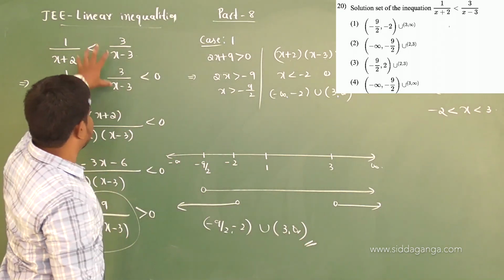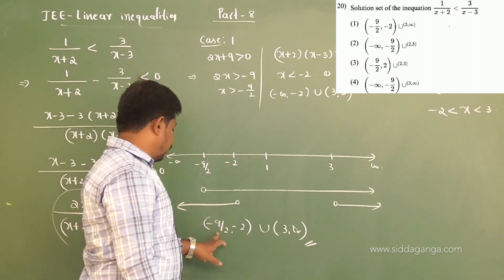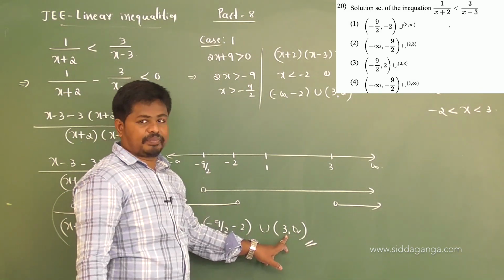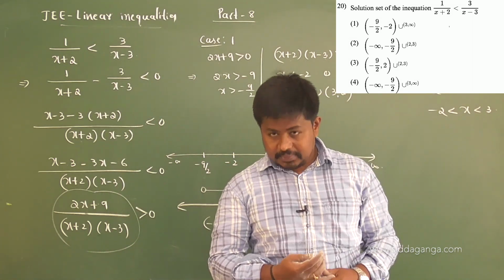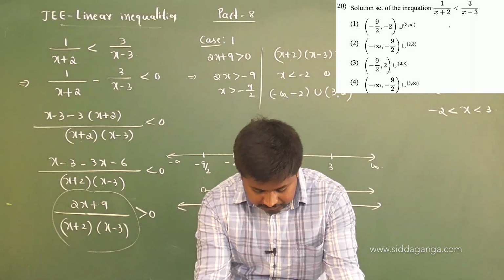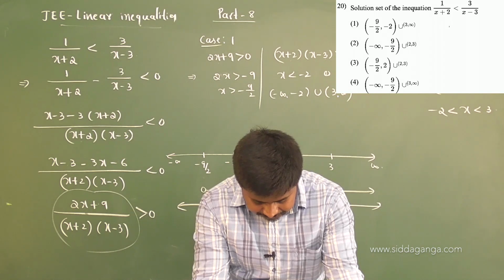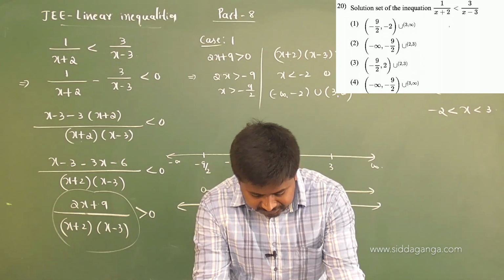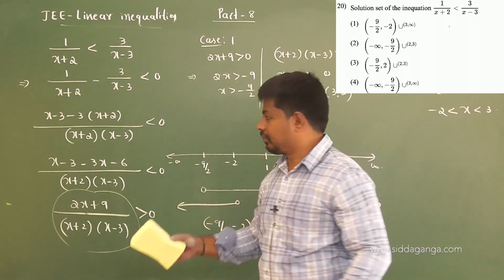So, this is true for the values of x belongs to minus 9 by 2 to minus 2 union 3 to infinity. So, option, yes, the first one is the correct one, right? Option first is the correct one, minus 9 by 2 to minus 2 union 3 to infinity.